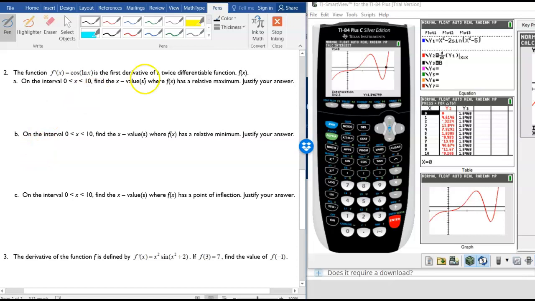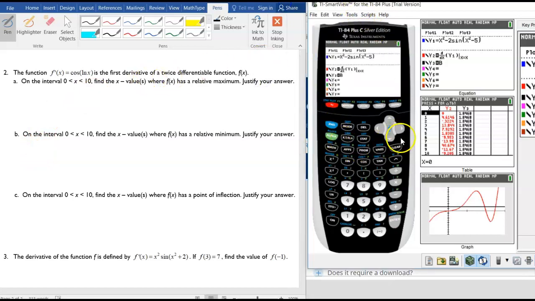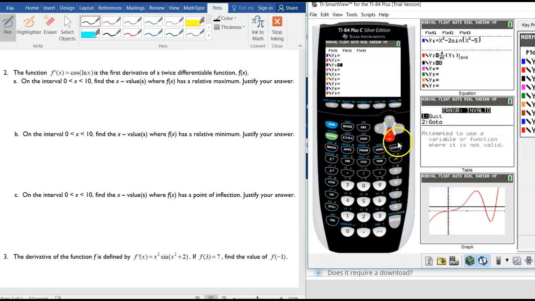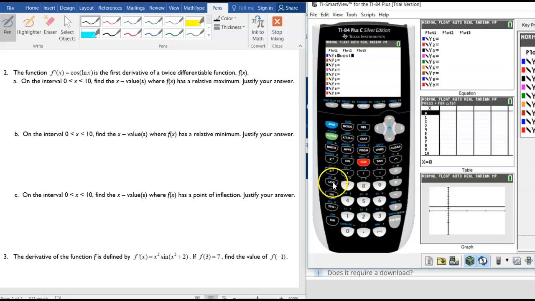So my first step is to probably go ahead and just type it into my calculator. We go back to my y equals, clear out everything else that I had from my previous problem so it's not interfering. And then I'm going to go ahead and type in that function, cosine of natural log of x. Be careful with your parentheses here. These automatically fill in for me.